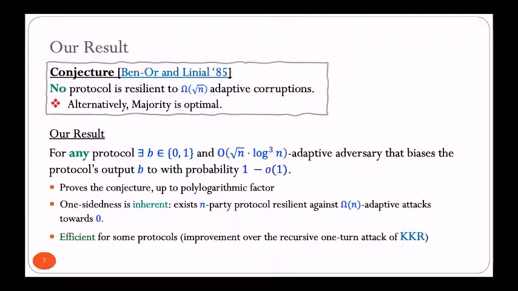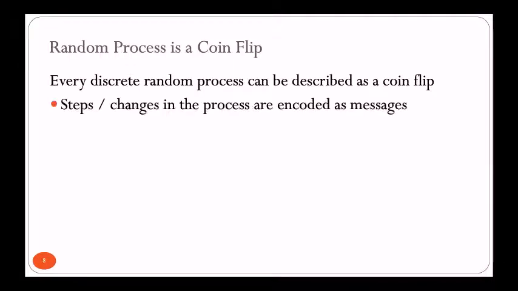Okay, so now we know the history of coin flipping protocols, and I want to return to the statement I made in the beginning of the talk, that lower bounds on coin flipping protocols induce limitations on the stability of random processes. And why is this true? Well, let's think about it. Every discrete random process can be thought of as a coin flip, right? We just take every step or change in this process, encode it as a message, and here we have a perfect description of this random process as a coin flipping protocol. We only need that the output of this random process is binary.